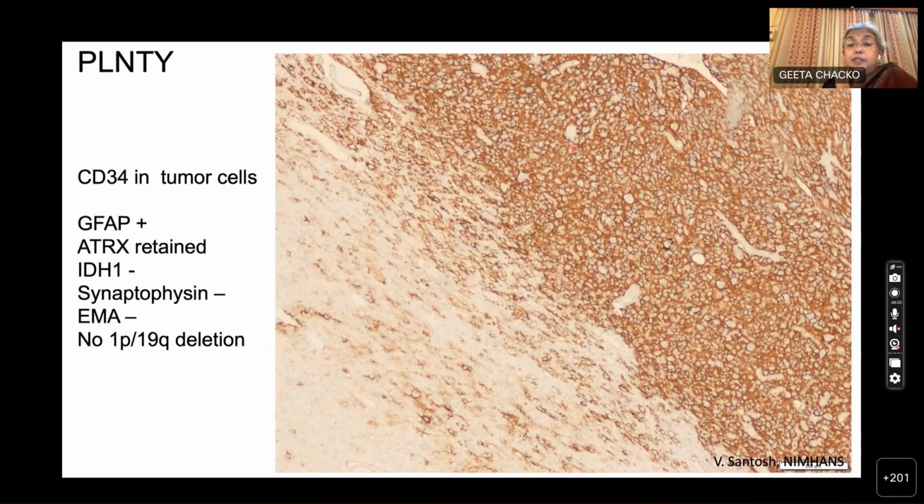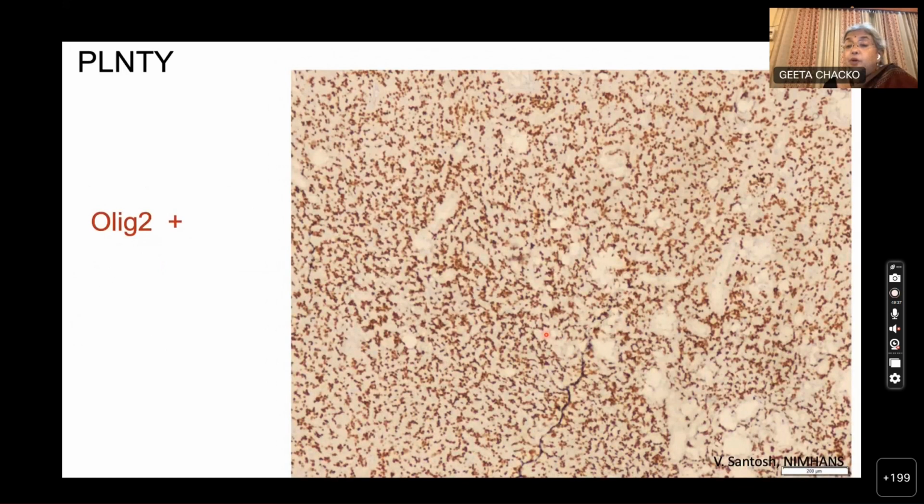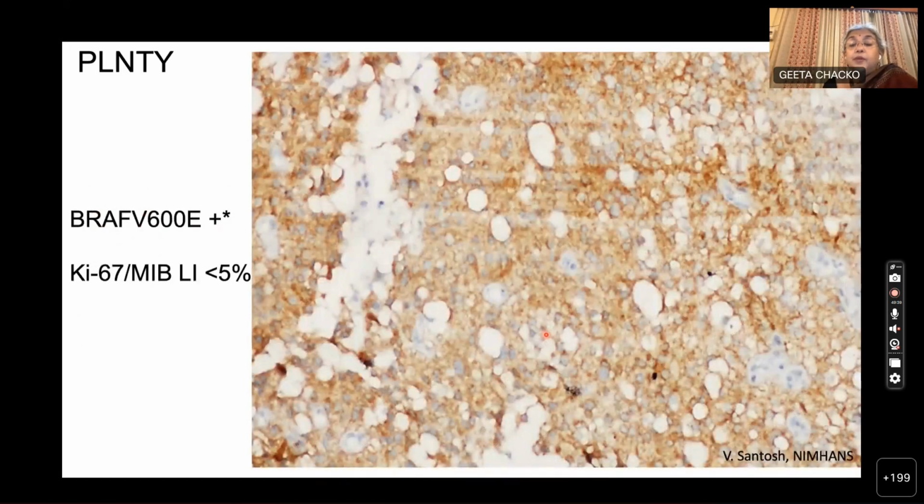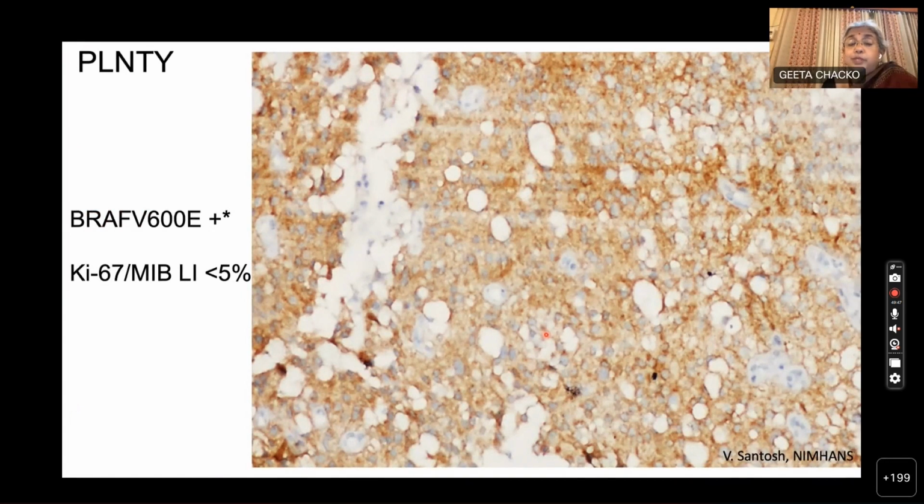It's CD34 positivity in the tumor, and the adjoining area also shows CD34 positivity. They are IDH negative, ATRX is retained. This is the cerebral cortex showing the CD34 positivity, and this is OLIG2 positive. Now these tumors are BRAF V600E positive by immunohistochemistry and molecular testing. We did not do this. We did not do a BRAF in our particular case.